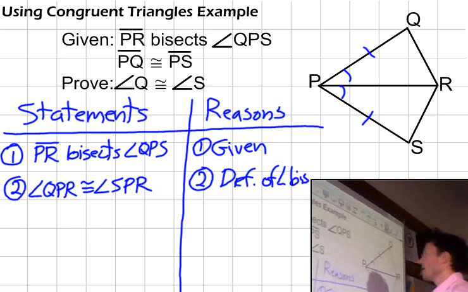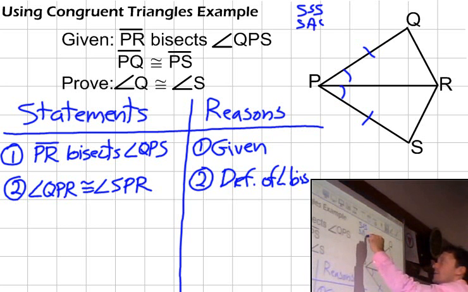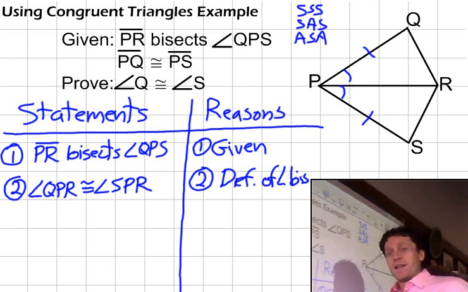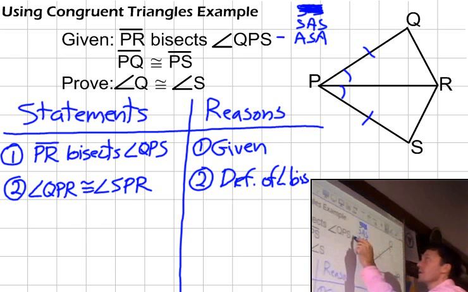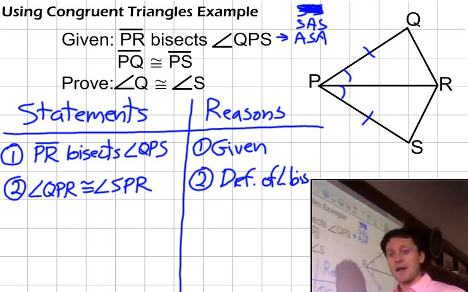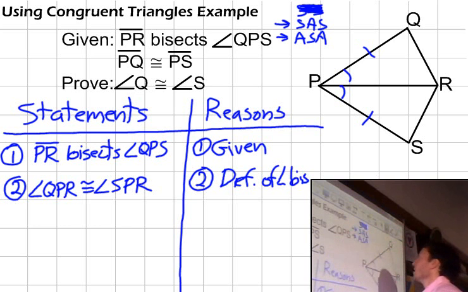Our options so far, we've got side, side, side. We've got side, angle, side, or angle, side, angle. Right now we've got a side and an angle, so I don't think we're going to use side, side, side. Can we come up with another angle to do angle, side, angle? Or can we come up with another side to do side, angle, side? Well, looking at the diagram, we can't state that these are congruent yet because we don't know. That's what we're trying to prove in the end. However, we can state that PR right here is congruent to itself, because PR of this triangle is congruent to PR of this triangle.